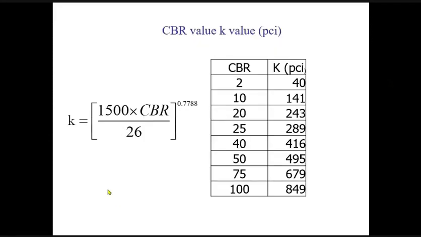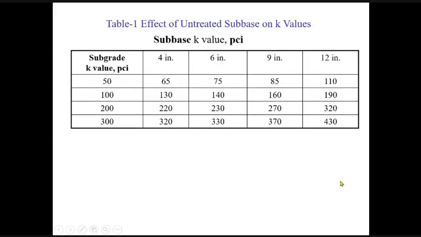So now, this is a simple correlation. You know how to calculate K from this relation. So if CBR is 2, K is 40; CBR is 20, K is 243, and so on. Now, if the value of K is say 50 and you are providing a 4-inch subbase, you can take this as 65. 50 increased to 65.